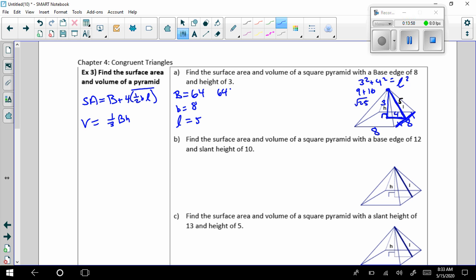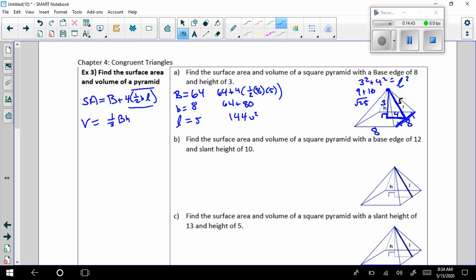So 64 plus, and we are doing 4 times the triangles because there's 4 of them. And then area of a triangle is 1/2 its base times its height. So 1/2 times 8 times 5. That's where that portion comes from. That's the area of your triangles. So 64 plus, this is 4 times 4 times 5, really. Well, 4 times 5 is 20. Times 4 is 80. So 144. This was surface area. So units squared. We don't have a label.